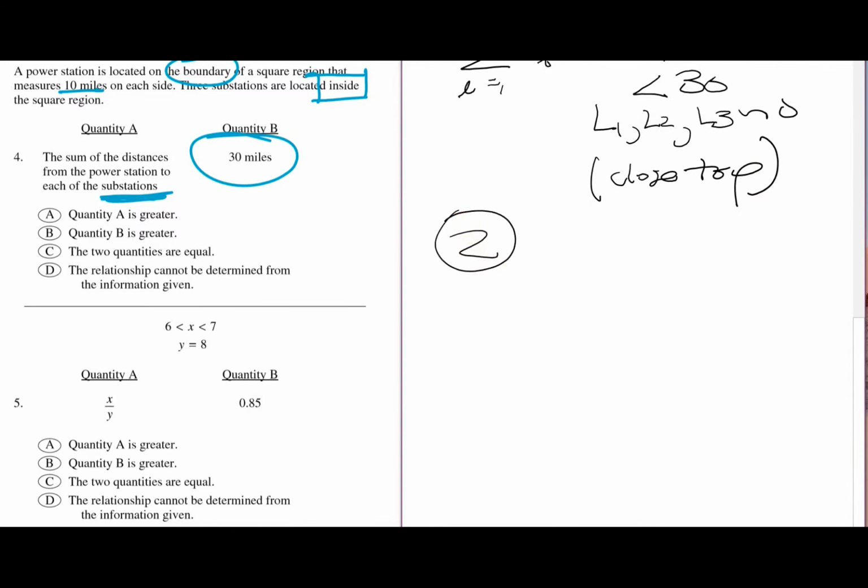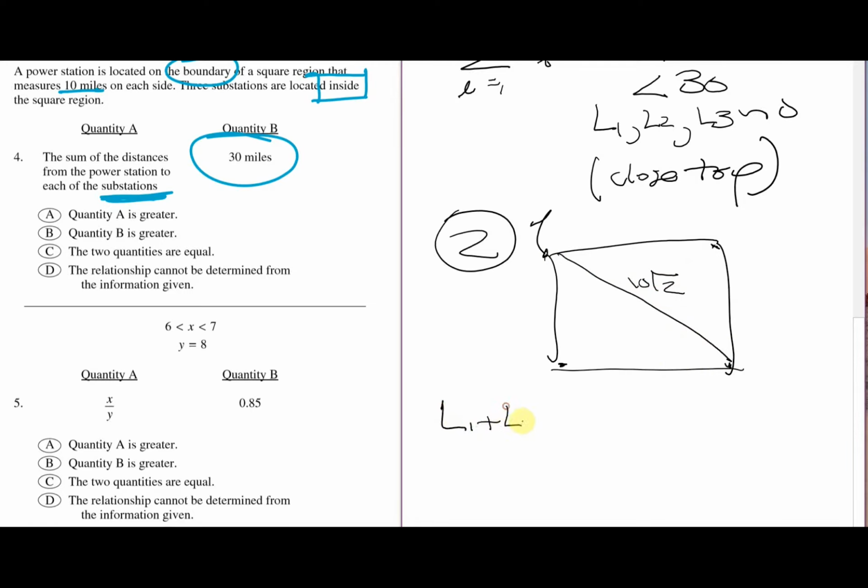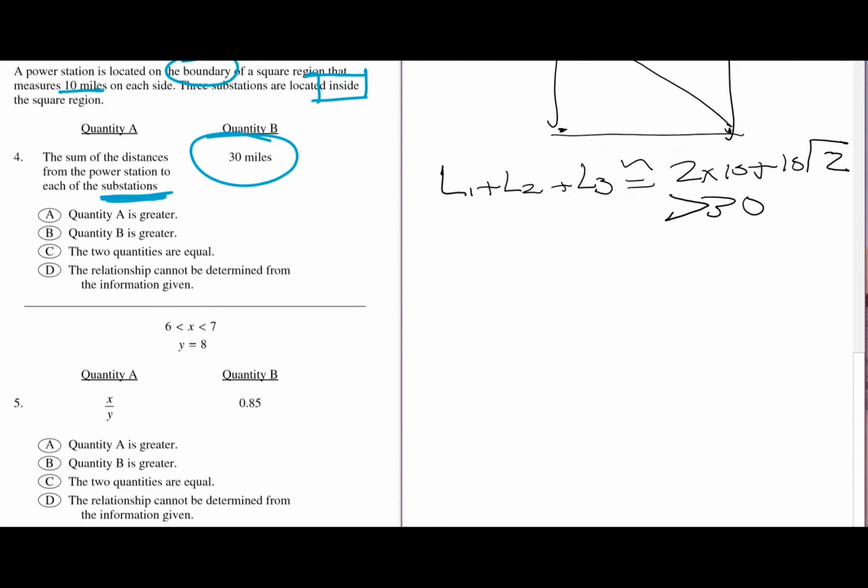Now, scenario 2, we can consider now. We have P. We can make one of them very, very close to this end point, and one very close to this. And because we know that 10 root 2 is greater than 10, now the length is approximately equal to 2 times 10 plus 10 root 2, which is going to be greater than 30, because essentially 10 root 2 is greater than 10. In fact, it's 1.41 times 10, so it's quite a larger difference.